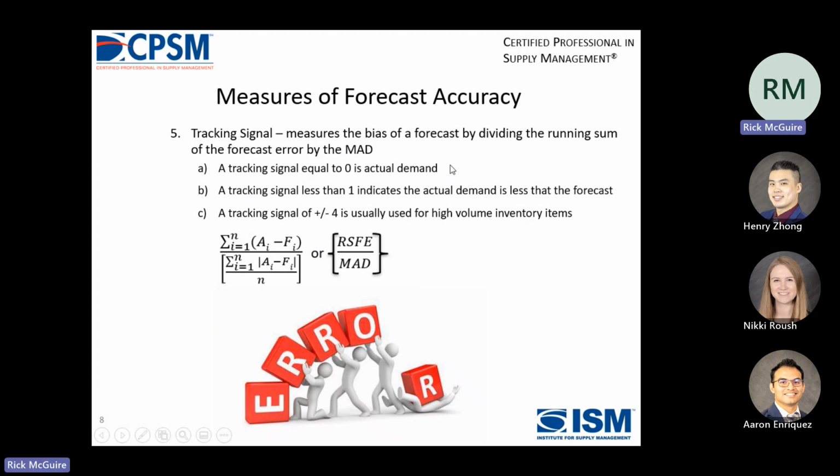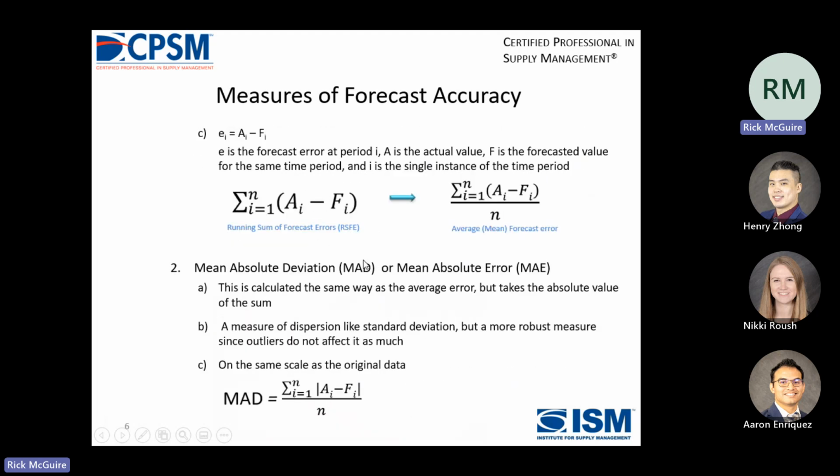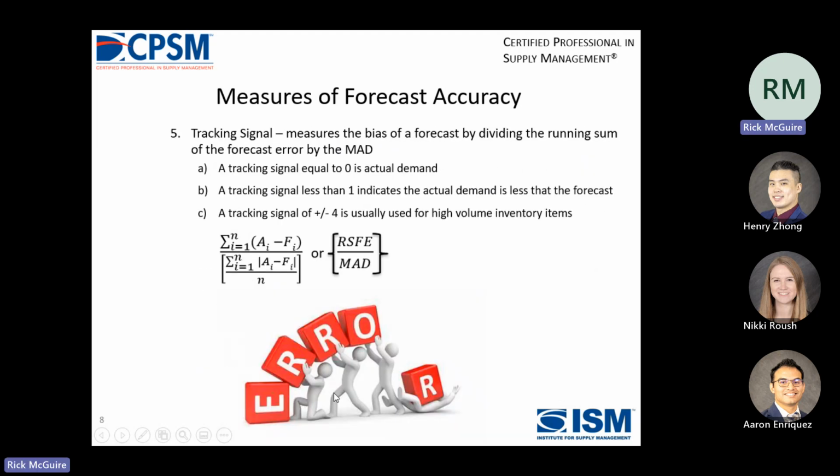And then the tracking signal. This is what's used to see if there's bias in your forecasting. So dividing the running sum of forecast error by the MAD. So the RSFE, if you go back here, the running sum of forecast errors, we're going to divide that by the MAD. And that's going to be your tracking signal. It looks like this. There's the running sum of forecast errors, and then the absolute value is the MAD. That will be your tracking signal.